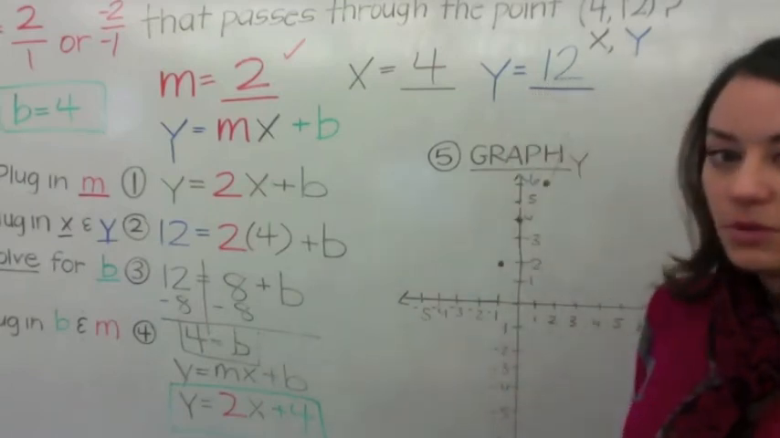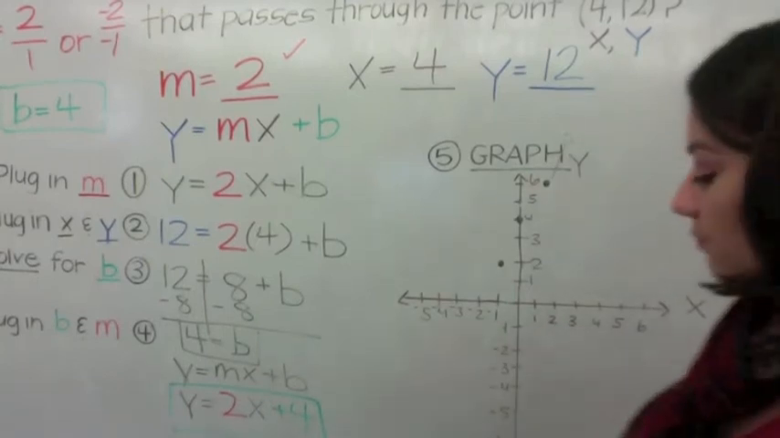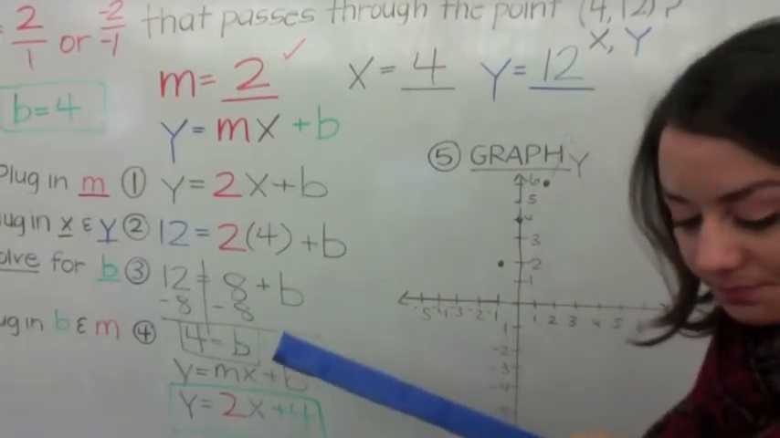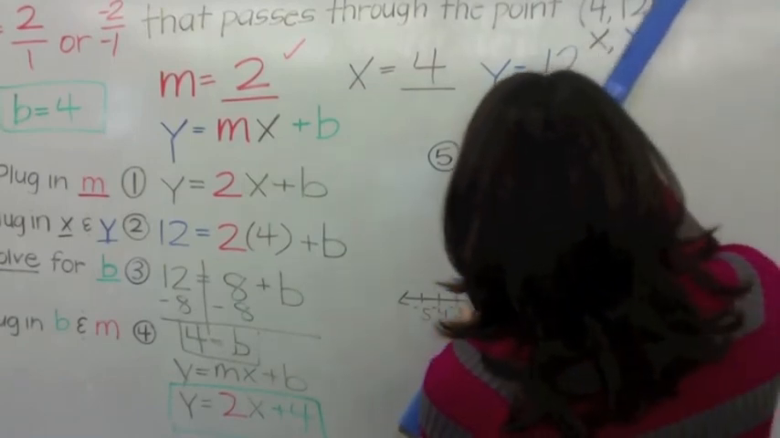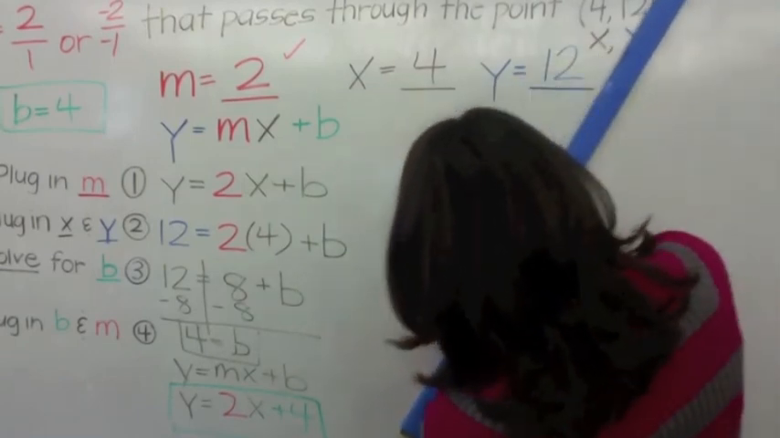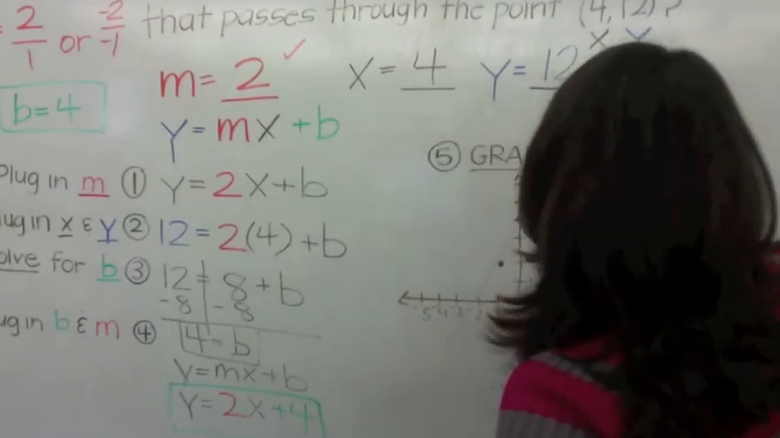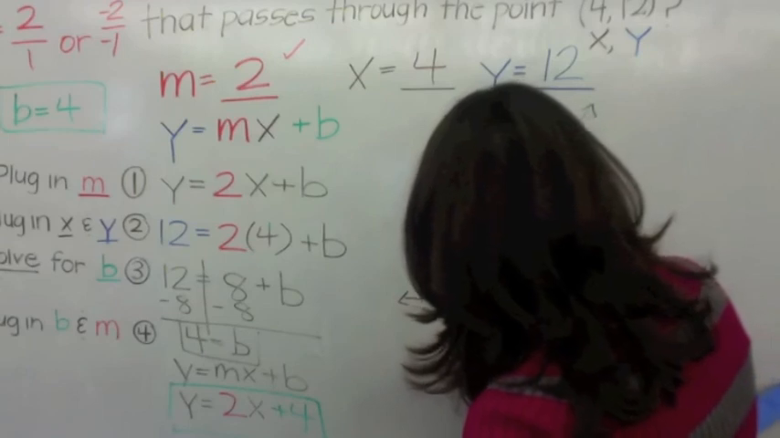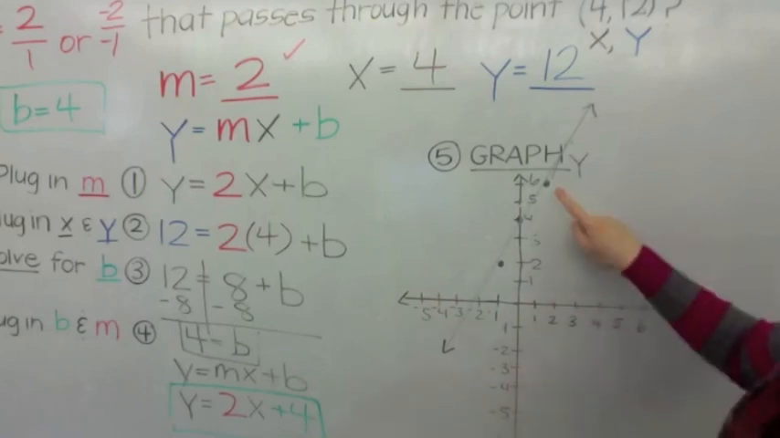Okay? Do we all get those points? Okay. So we connect the 3 dots to make our line. Okay. And that is how to use slope y-intercept to graph a line.